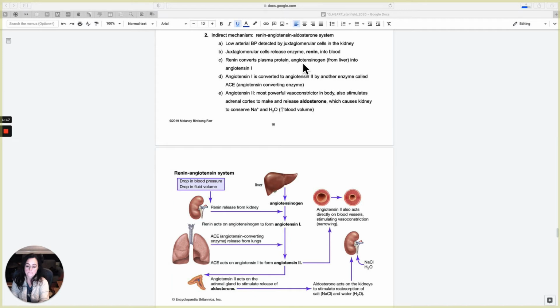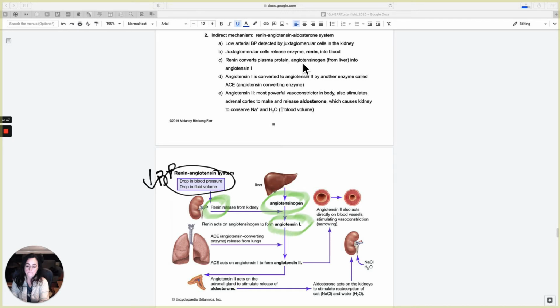Okay, so low arterial blood pressure, yes, is detected. Low blood pressure is detected by specific kidney cells called juxtaglomerular cells, and you may have learned about them because they're part of the juxtaglomerular apparatus. And what happens is when those juxtaglomerular cells detect low blood pressure, they will secrete this enzyme called renin into the bloodstream. And renin interacts with an inactive protein in the plasma that comes from the liver called angiotensinogen. And renin converts angiotensinogen from the liver to angiotensin 1.